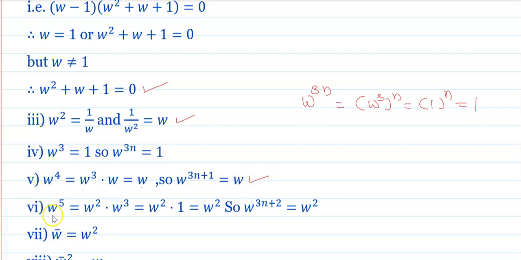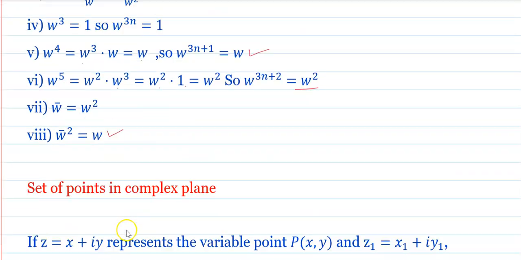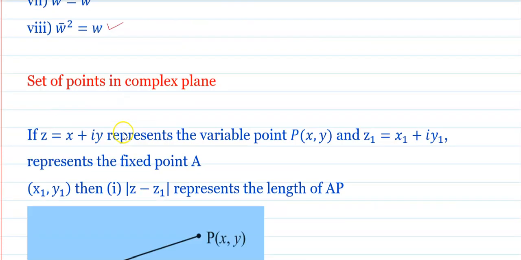Omega raised to 5 means omega square into omega raised to 3. Omega raised to 3 is 1, and here we get omega square. In this way, omega raised to 3n plus 2 is equal to omega square. And in this way, omega bar is omega square, and omega bar square is omega. All of this you need to remember, and it is easy.